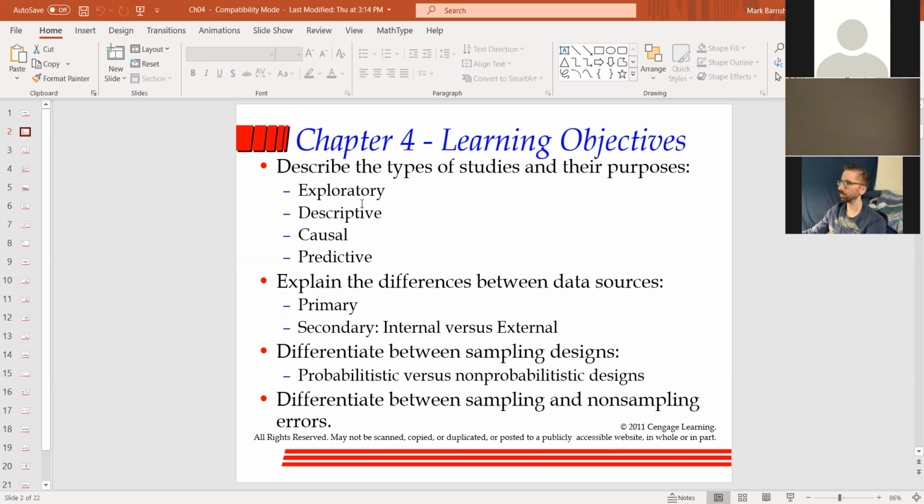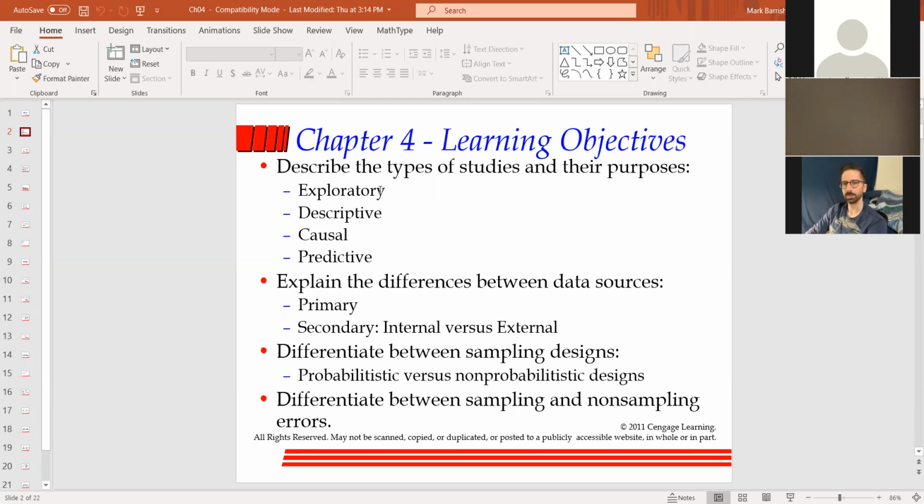Usually in an introductory book, they break up the types of studies into 2 groups, which are called observational versus experimental studies. But they talk about exploratory, which means that you don't know much about your subject initially, so you're exploring, right?